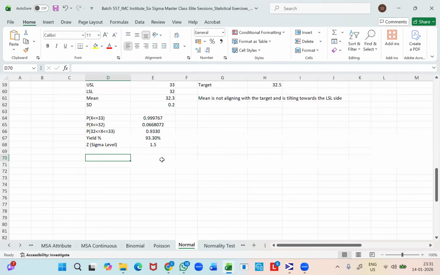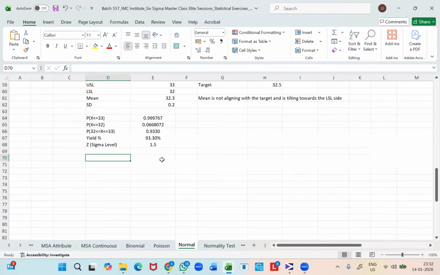Sigma has been fulfilled, right? And the mean is now aligning with the target. So the new mean will also be 32.5, like the target, and with mean being 32.5, let us recalculate the yield percentage and also the related sigma level and see what kind of improvement we will be able to witness.